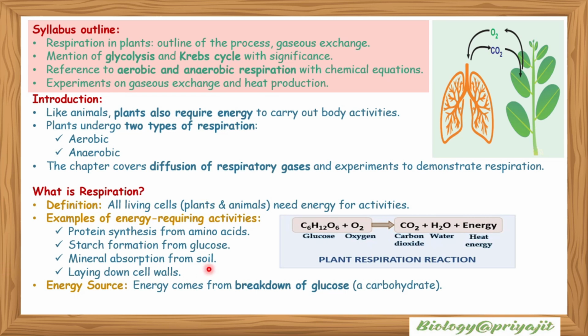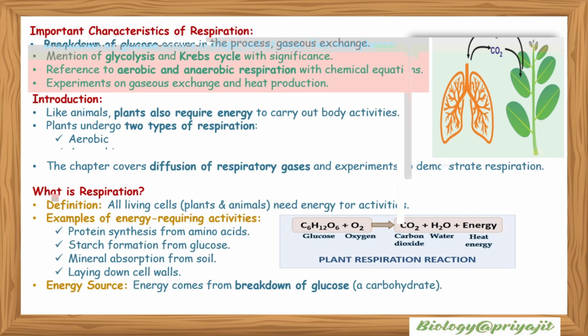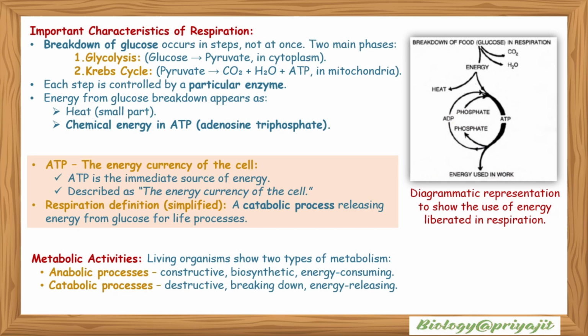Energy source: energy comes from the breakdown of glucose, which is a carbohydrate. Important characteristics of respiration: breakdown of glucose occurs in steps, not at once. Two main phases are glycolysis, which means breakdown of glucose into pyruvate, occurring in the cytoplasm, and the Krebs cycle, the conversion of pyruvate into carbon dioxide, H2 and ATP, which occurs in mitochondria.